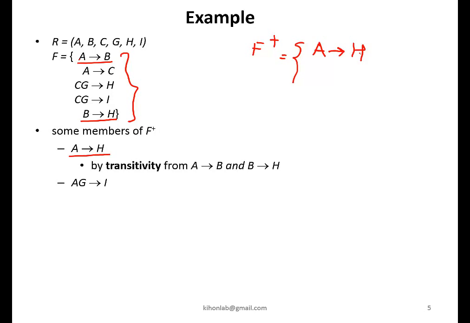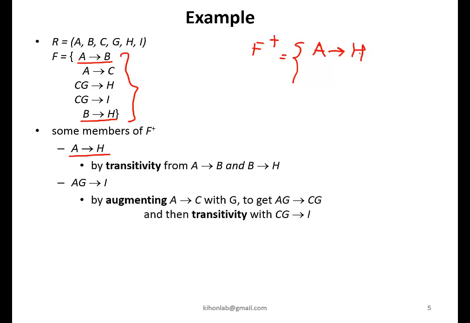Next, AG to I. How can we get this AG to I? By augmenting A to C. We have the dependency A to C; by augmenting, that is, we want AG, so we augment A to C with G, and we get AG to CG. And by transitivity, I have CG to I. So AG to CG and CG derives I. By transitivity I can get this dependency, which is part of the closure set of functional dependency, that is logically implied: AG to I.